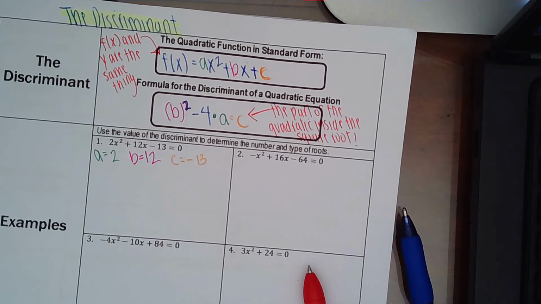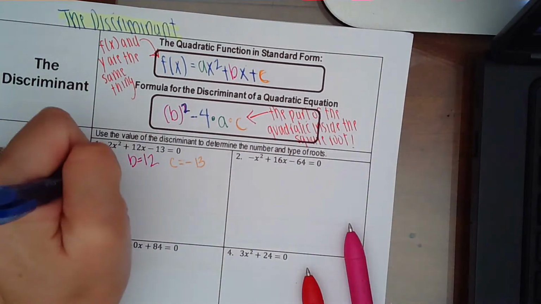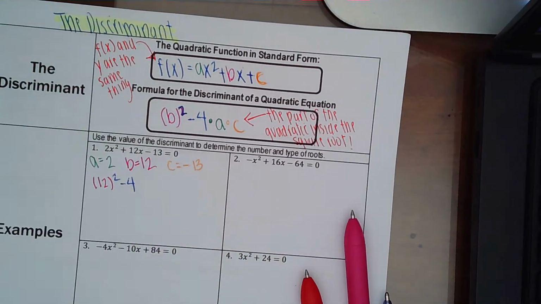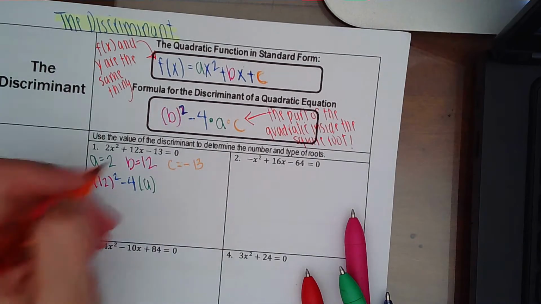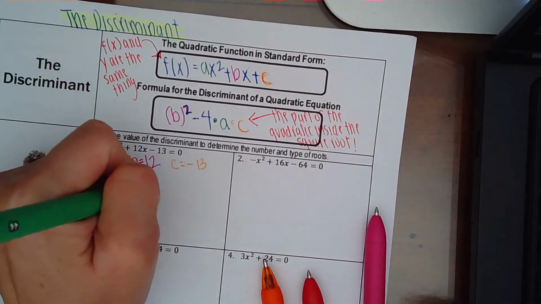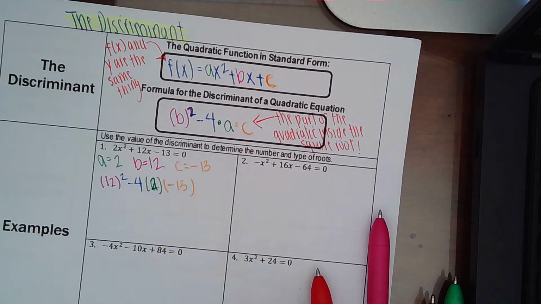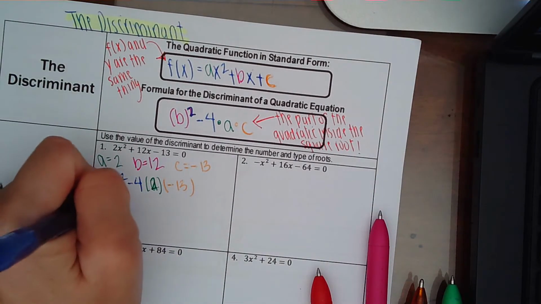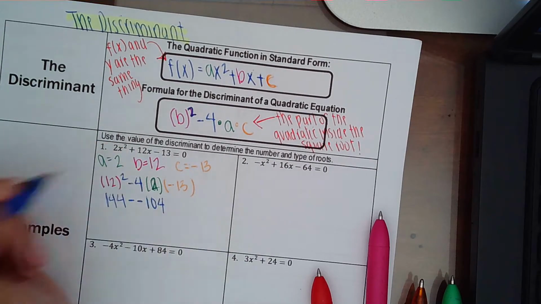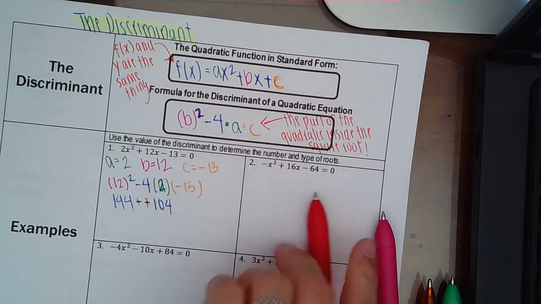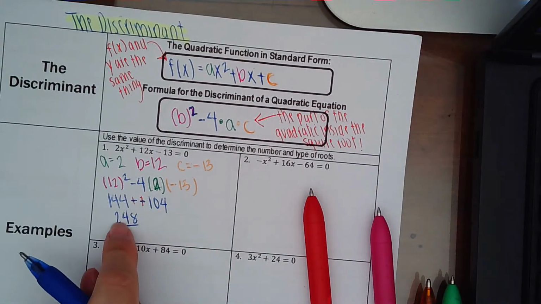I'm going to talk about what the discriminant tells you in a minute, but first we're just going to warm up with it. So we're going to say 12 squared minus 4 times our a, which is 2, times our c, which is negative 13. Okay, so I'm going to go ahead and simplify that. I get 144 minus 4 times 2 times 13, negative 104. And remember, two negatives side by side make a positive. So this becomes 248.